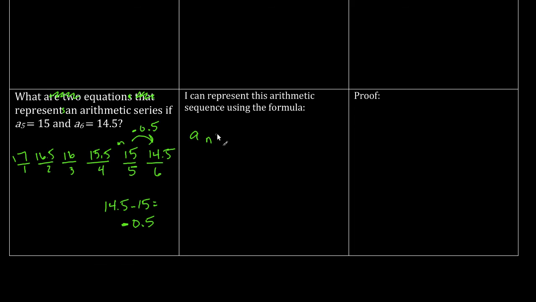Once again, general form is a sub n is our first term plus the common difference times n minus 1. So a sub n, first term is 17. We subtracted 5/10, n minus 1 times. And you know how to show the proof.